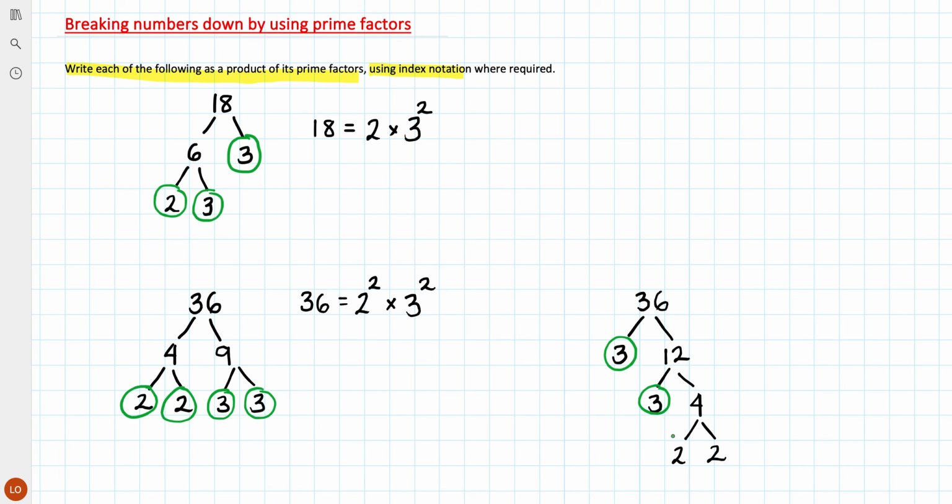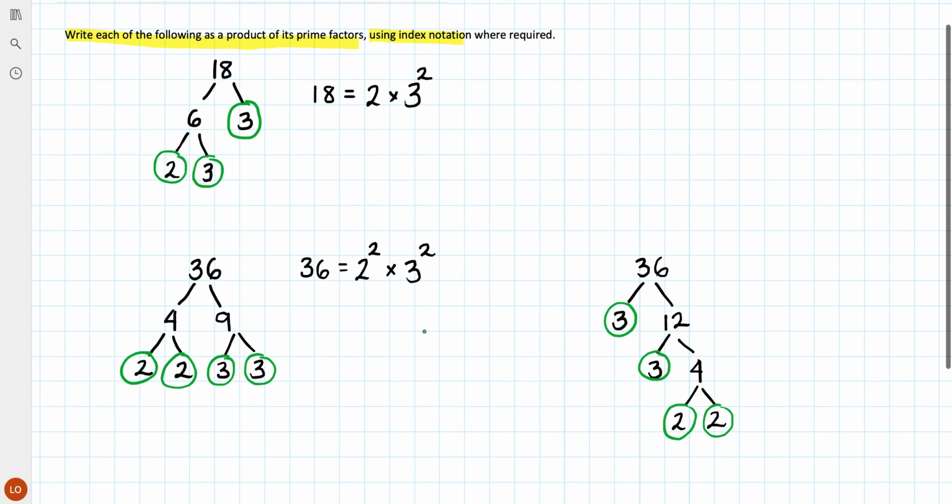Wonderful. As you can see, I get to exactly the same result. 2 to the power of 2, or 2 squared, times 3 squared. So regardless of where you start, you will end up in the same prime factors. This is the beauty of using this method, that you can start anywhere you want, and you will always get to the same prime factors. Okay, wonderful. I hope you find this useful, girls.